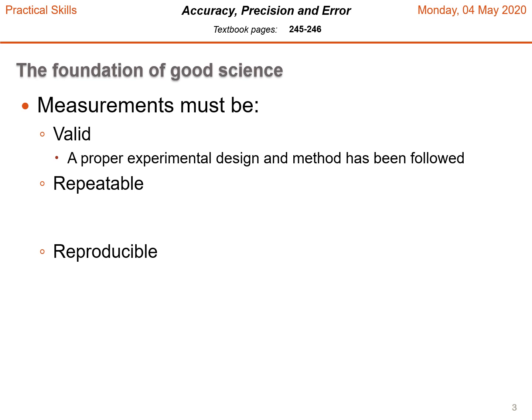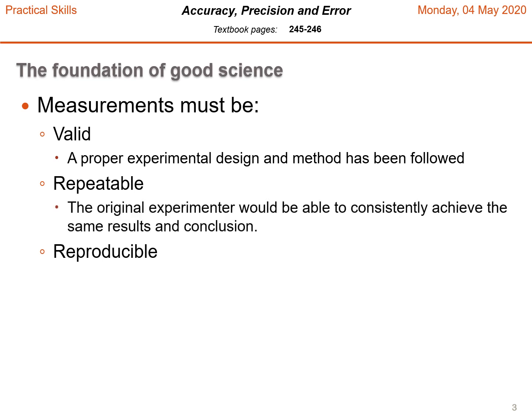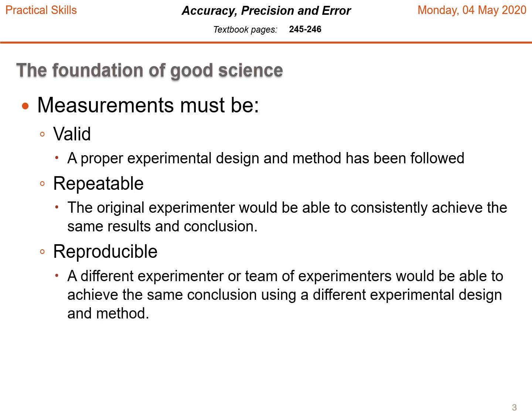Reproducible measurements or reproducible results are obtained using a method that the original experimenter could use a second time and get the same results and the same conclusion. Reproducible data does not necessarily mean that the same experiment would be performed, but rather if a different group of people performed a different experiment, they would still arrive at the same conclusion despite using different equipment or techniques.